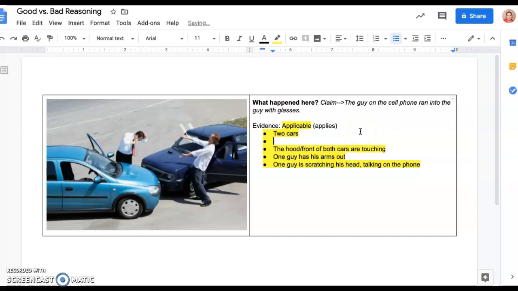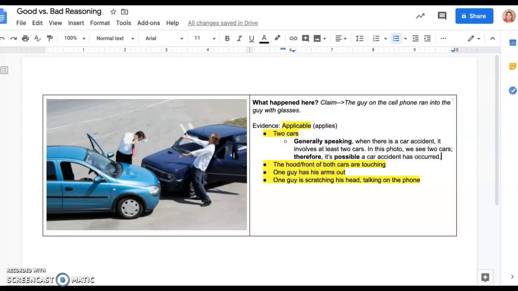We have two cars here. Why does the fact that there are two cars present explain why this guy ran into this guy? It doesn't by itself, of course. If there were two cars present, this guy could have run into this guy. So by itself, that piece of evidence doesn't automatically support my claim. But I do have to provide some reasoning that will help me make these pieces of evidence clearer later.